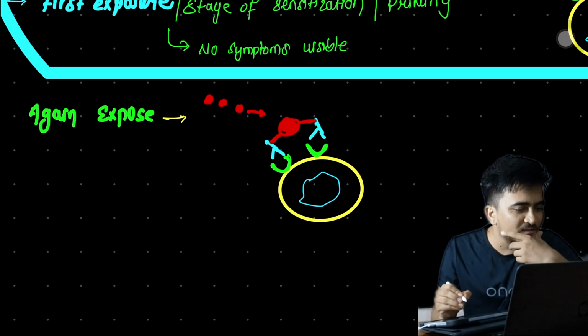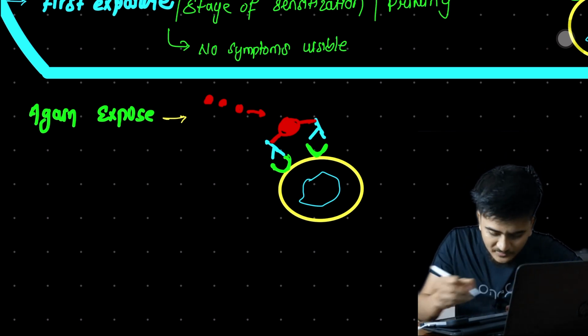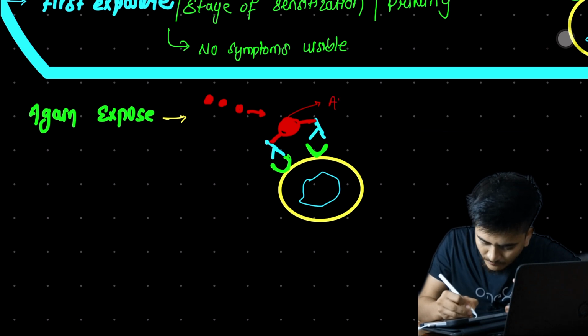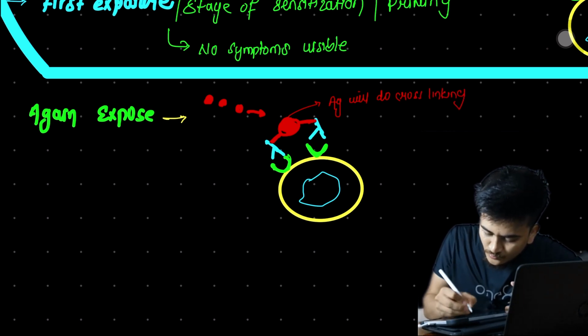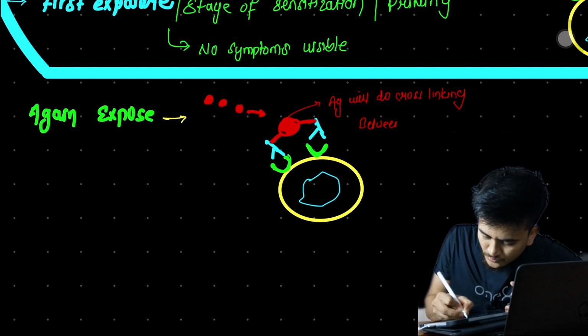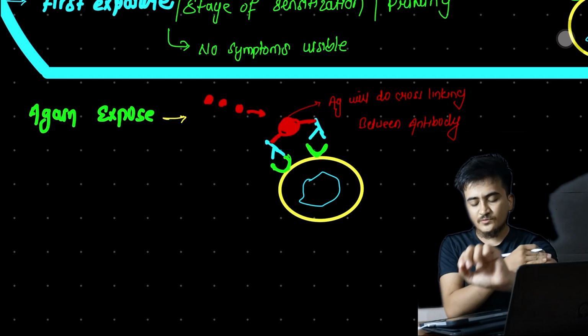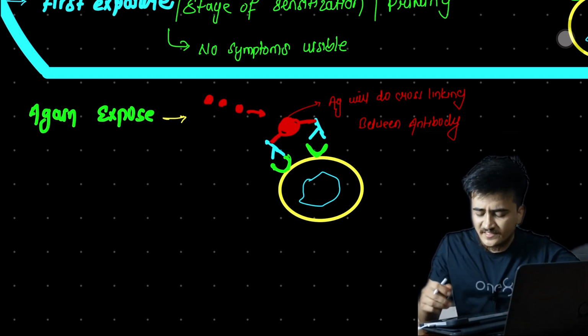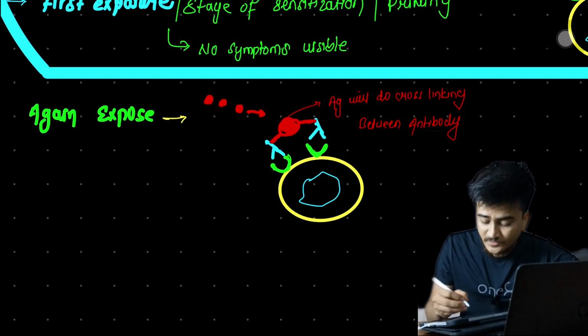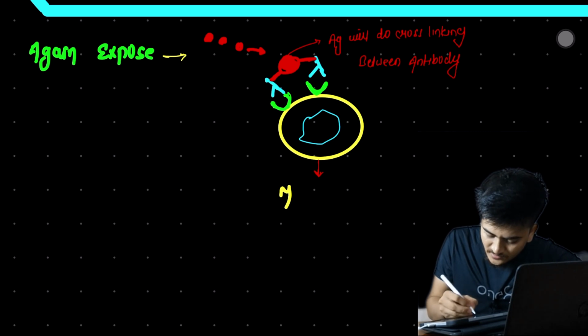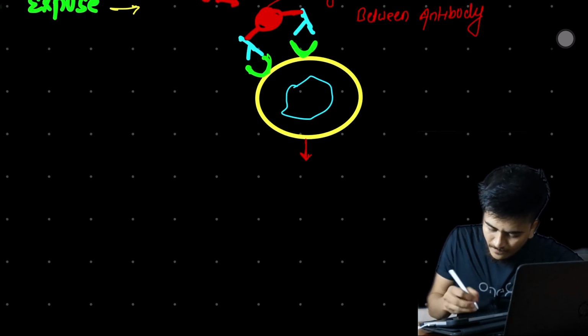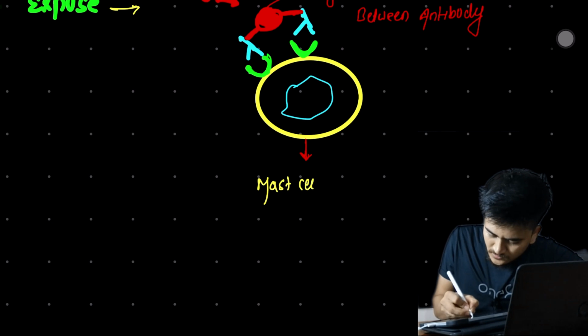And what will happen when they cause cross linking? Let me write here what they will do. Antigen will do cross linking between antibodies. Now this cross linking between antibodies, what will it result in? It will result in mast cell activation.